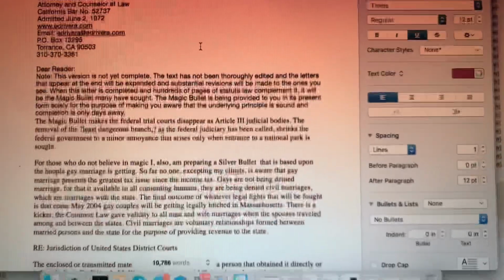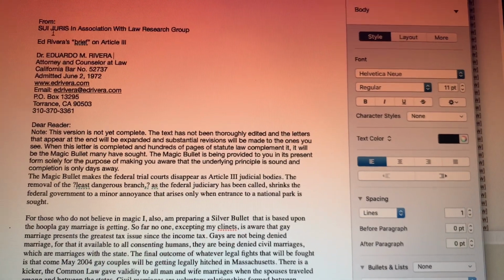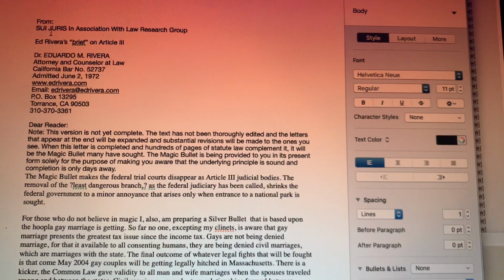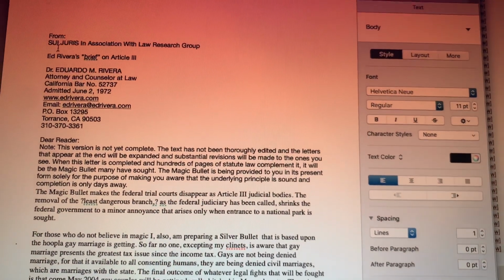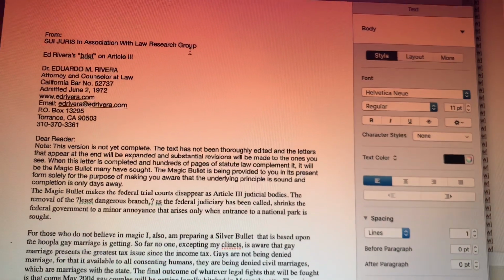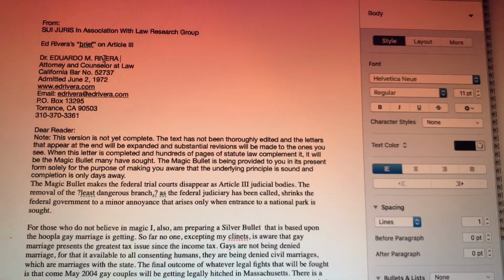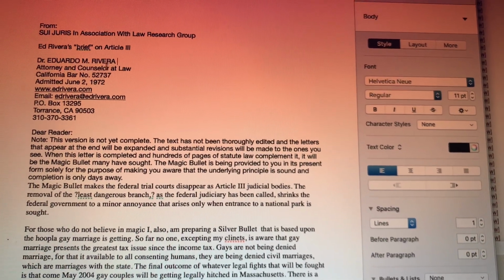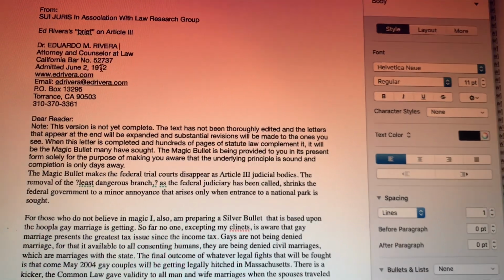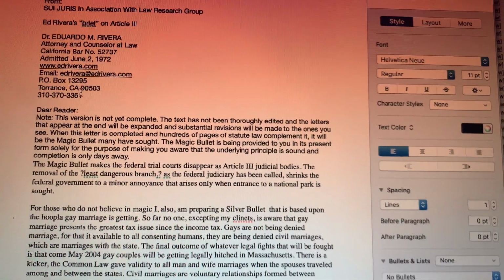Now I'm going to show you a paper. This was published on a website called 1215.org. This says sui juris in association with Law Research Group. It's by Dr. Edward Rivera. He's an attorney and counselor at law. Here's his bar number, the date he was admitted, and website, email, and address.